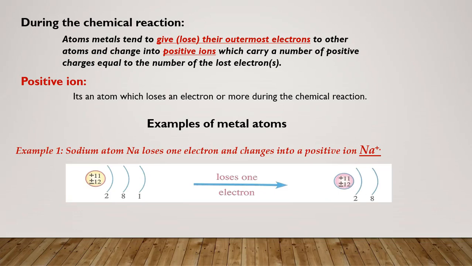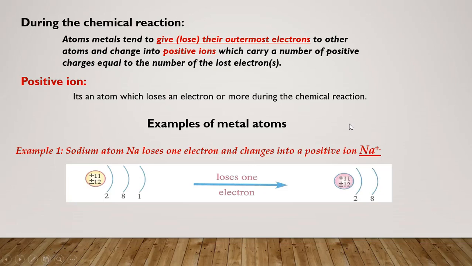Again, during the chemical reaction, they tend to lose their outermost electrons to make their outermost energy level empty. By losing the electrons, the protons are more than the electrons, so they change into positive ions, which carry a number of positive charges equal to the number of lost electrons. So what is the meaning of positive ion? It's an atom of a metallic element which loses an electron or more during the chemical reaction.